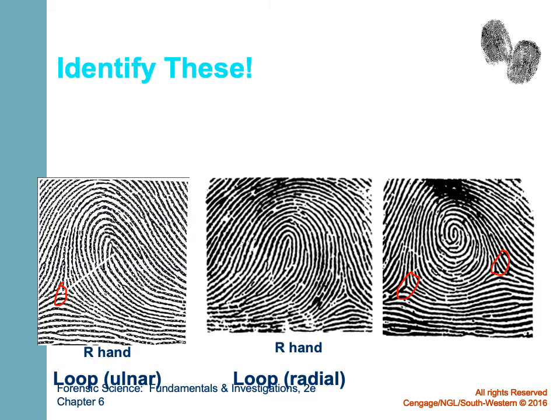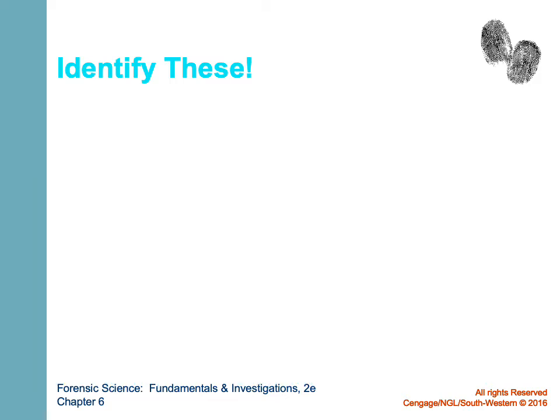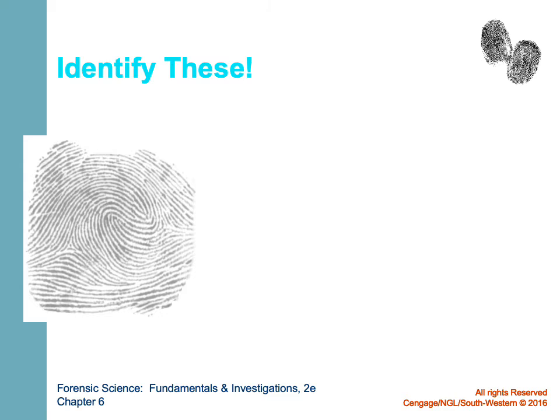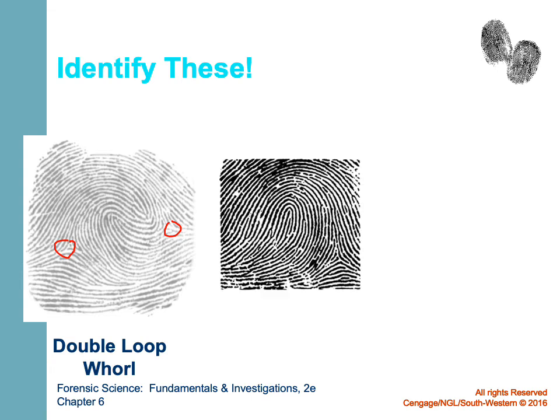Okay. And right here I circled 2 deltas. So this will be a whirl. All right. One more time. Okay. So you can see we have this yin and yang. You can see a delta here and then another delta here. So you know we have a whirl. And this is a double loop whirl.